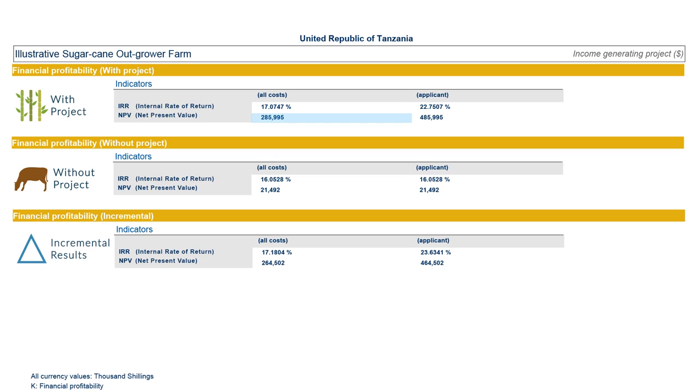For the cattle herding activity, which is the without project situation, the net present value is only 21 million Tanzanian shillings, less than 1/10 of the with project net present value. In consequence, the net present value of incremental returns is 265 million Tanzanian shillings, and the internal rate of return is practically equal to the with project situation.